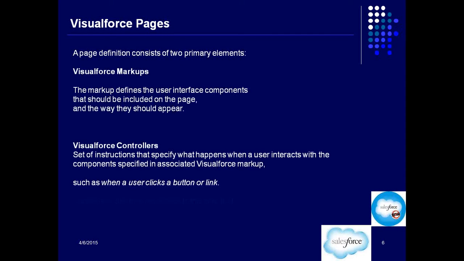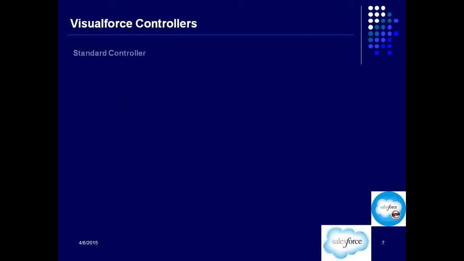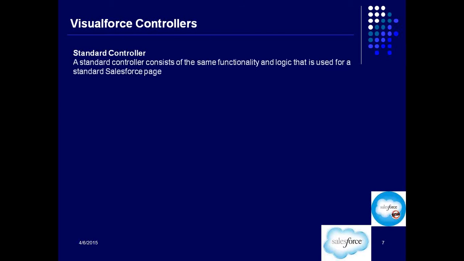So let us understand what are the different types of controllers which can be used. There are four types of controllers which can be used. The first one and the most basic controller is a standard controller. What is a standard controller? A standard controller consists of the same functionality and logic that is used for a standard Salesforce page.